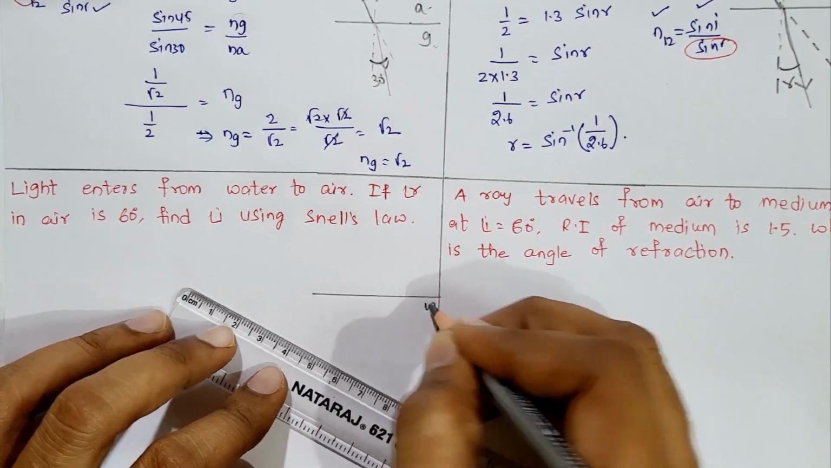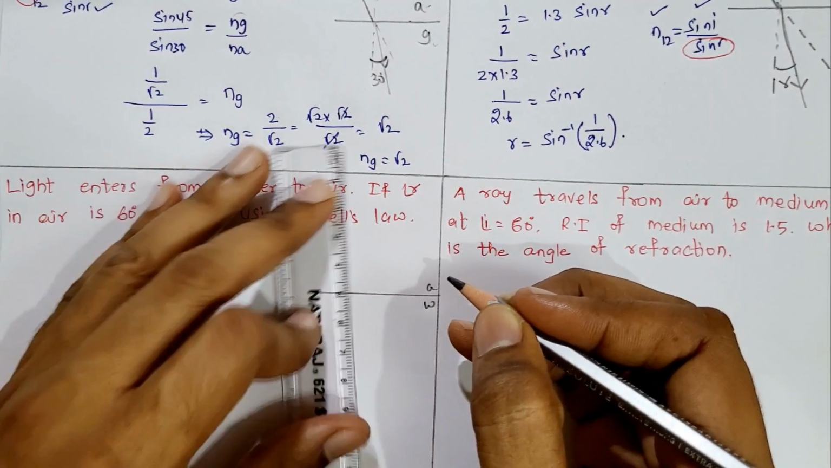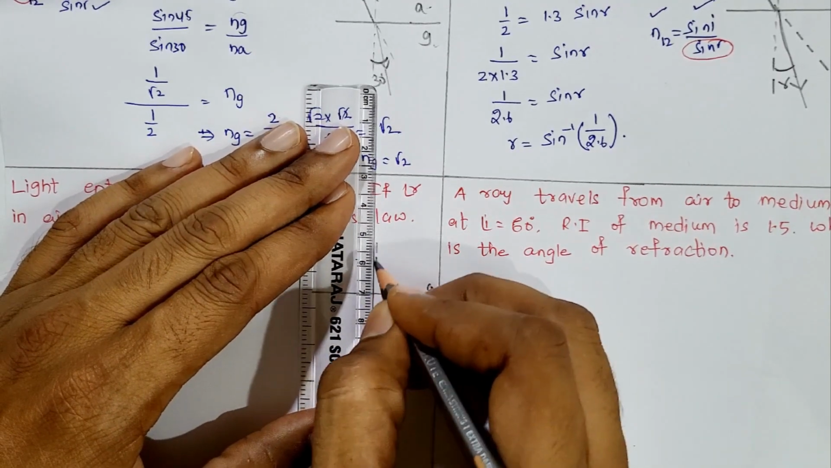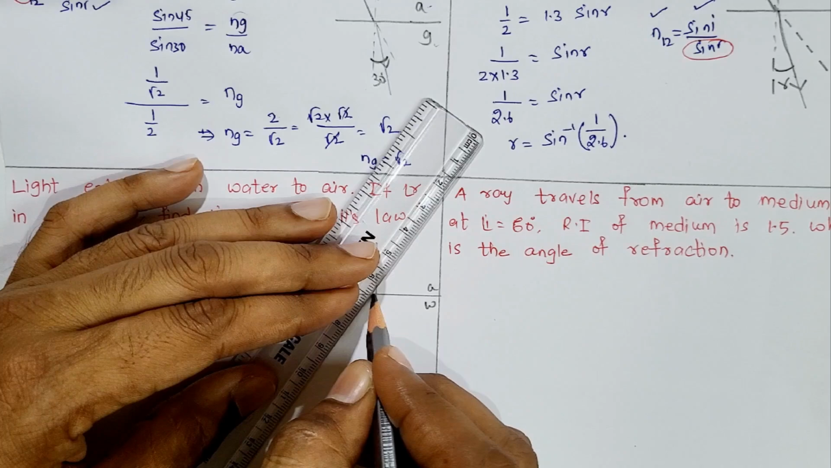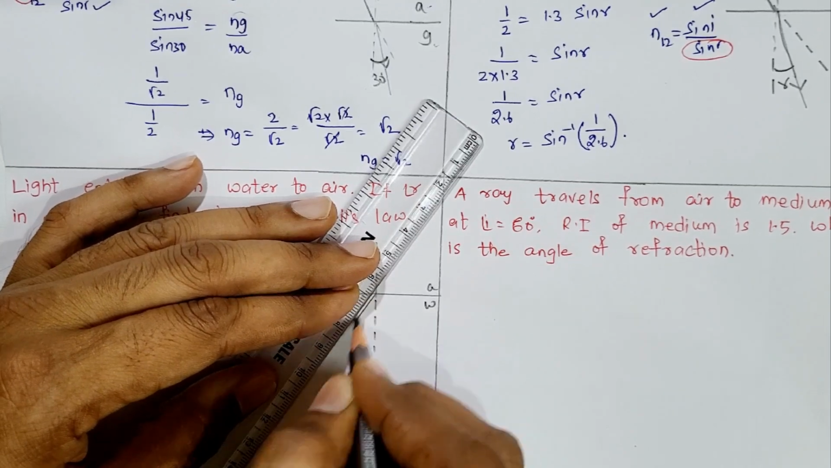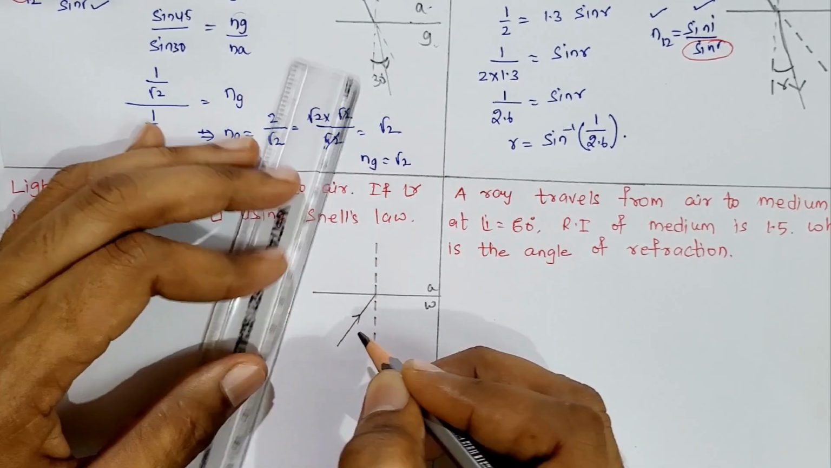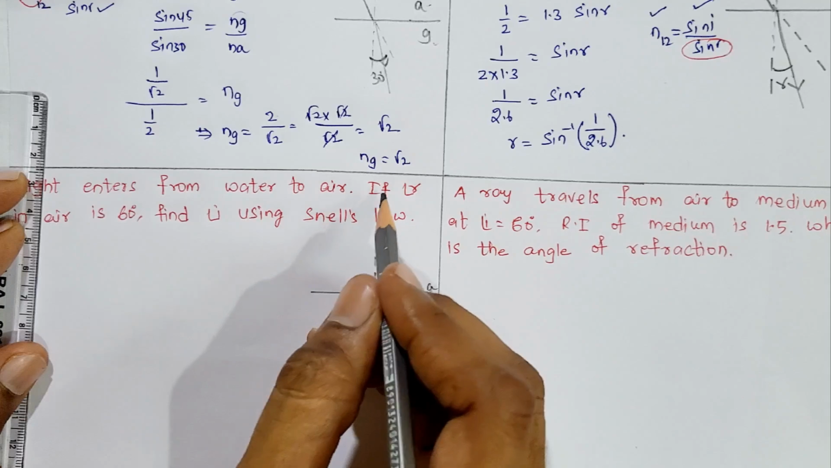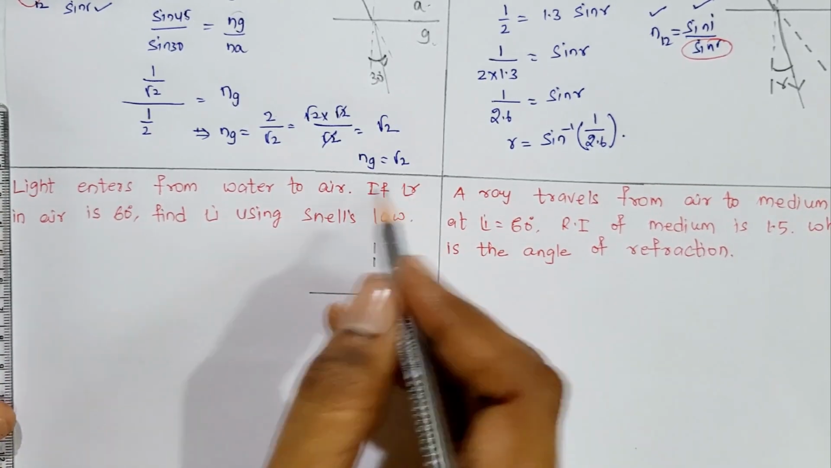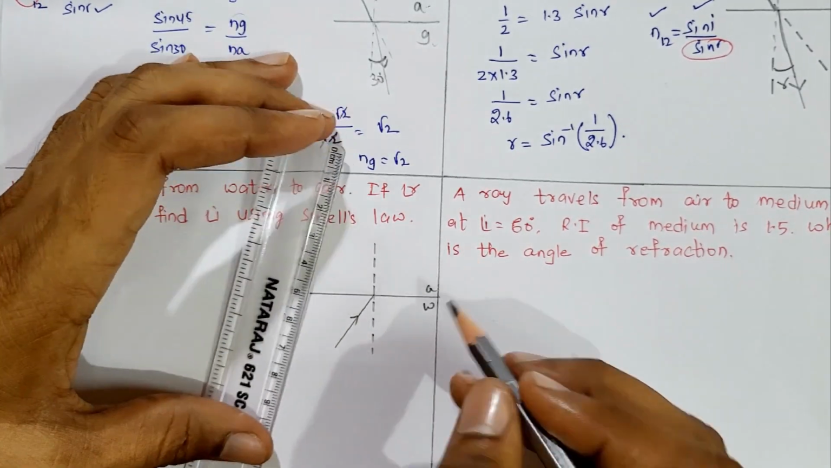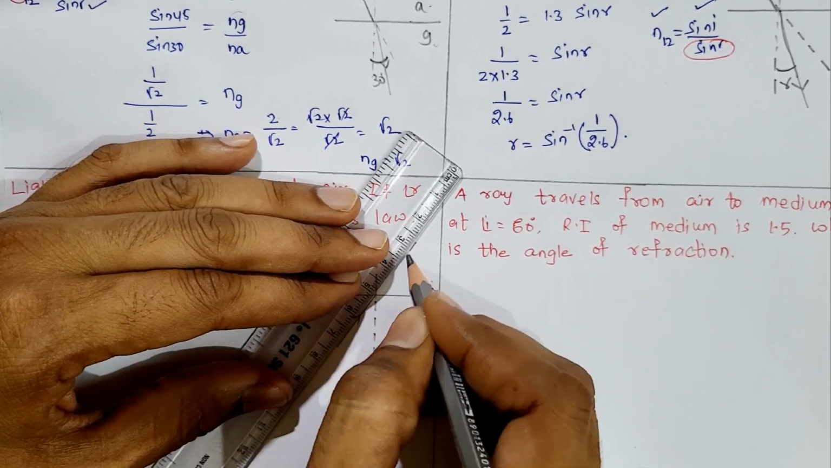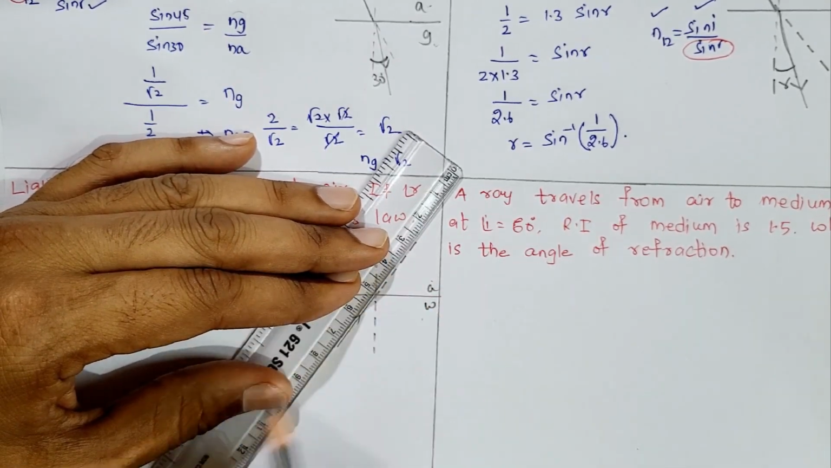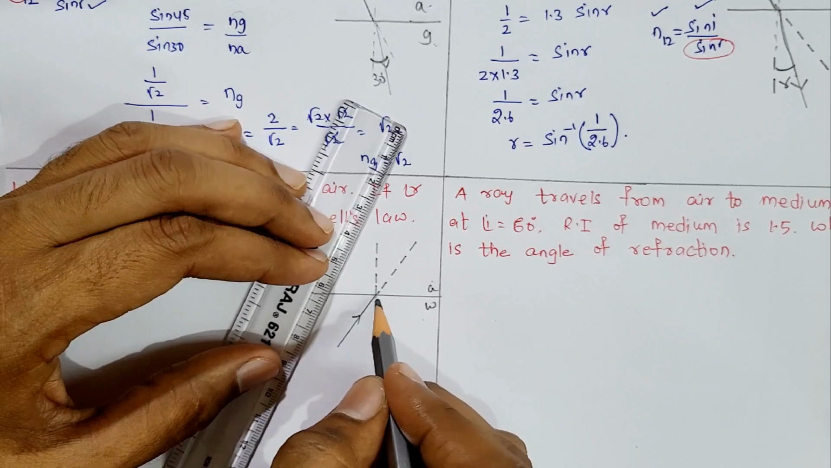This one take it as water, this one take it as air. First draw a normal. Water to air, light is entering. If the angle of refraction in air is 60 degrees, see, water to air, if a light ray is passing, the light ray will bend away from the normal. Correct? So this is the extended incident light ray.